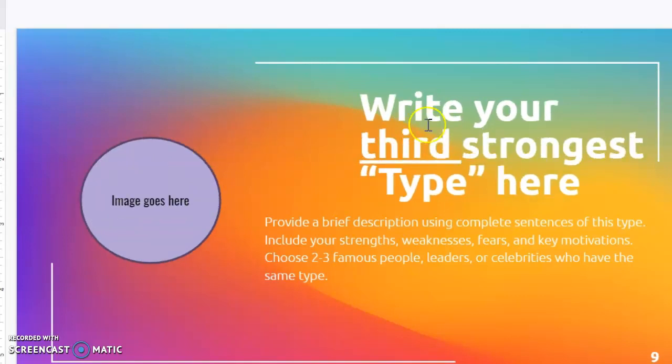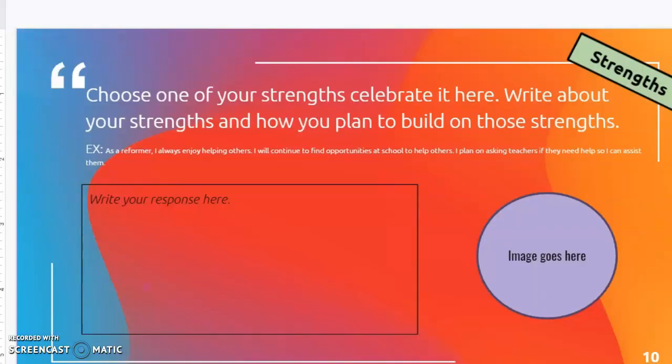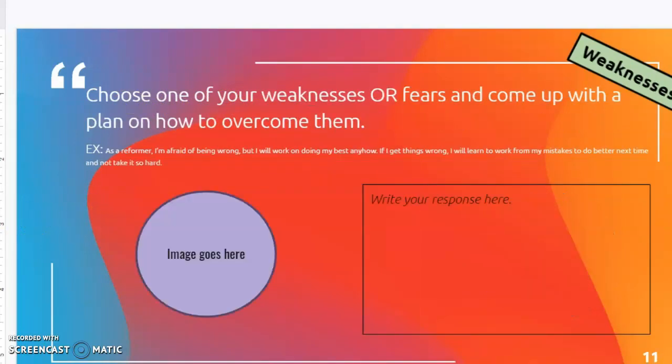Ornelas' example, you're going to type your third type here, put an image. Provide a brief description, your strengths, your weaknesses, your fears, your motivations. Choose 2 to 3 famous people who have the same type. Okay? Then, you're going to choose one of your strengths to celebrate here. Something that you know is an amazing strength that you are building on. And then right here, one of your weaknesses or fears.